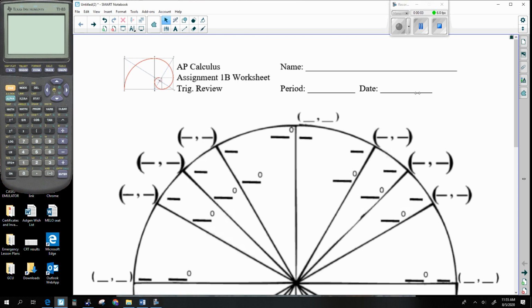All right, welcome back, everybody, to another exciting installment of calculus. What we have here is assignment 1B, which is a review assignment on trigonometry, everybody's favorite topic.